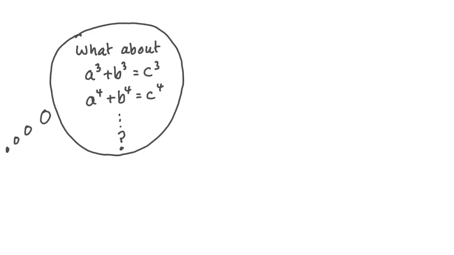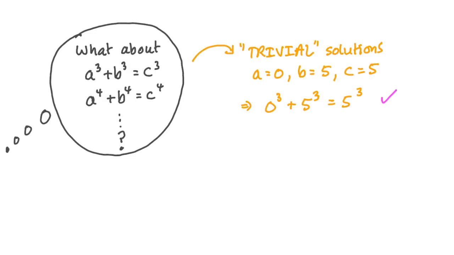Now this got Fermat wondering whether he could find similar integer solutions to equations like a cubed plus b cubed equals c cubed, or a to the 4 plus b to the 4 equals c to the 4. But after lots of trying, he could only find trivial solutions where one or more of a, b or c was 0. For example, a is 0, b is 5, c is 5.